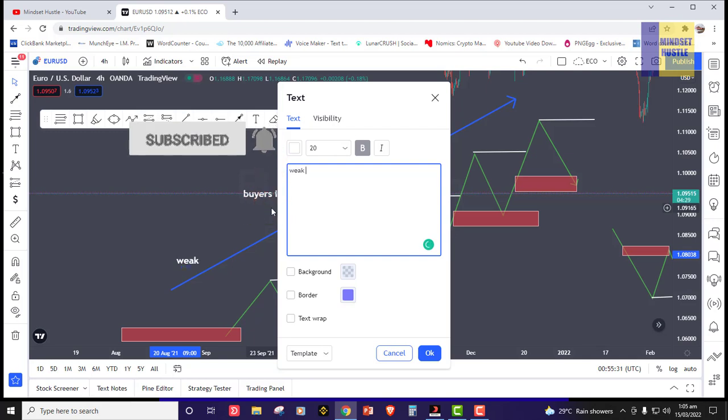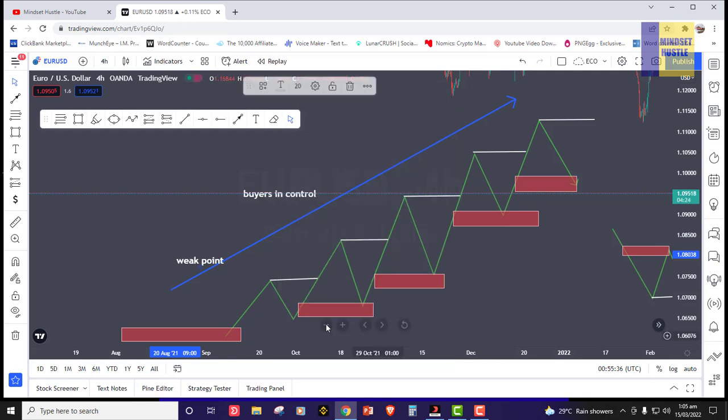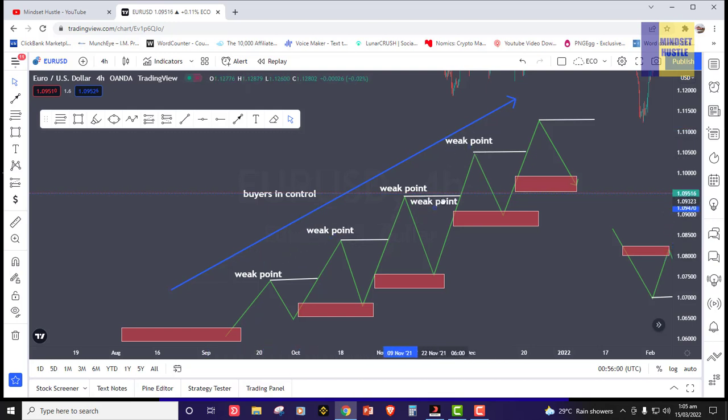So this area here is our weak point, we have a weak point here, a weak point here, a weak point here, and a weak point here. The price has not gotten to that area yet, but since we are in an uptrend, we are still considering that area as a weak point.